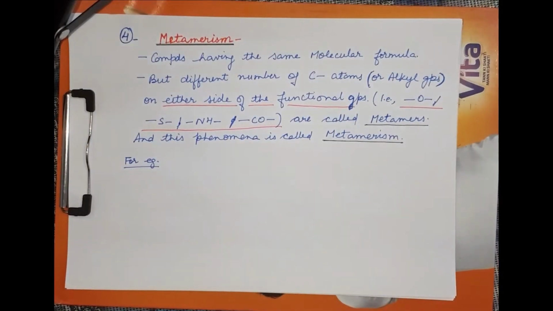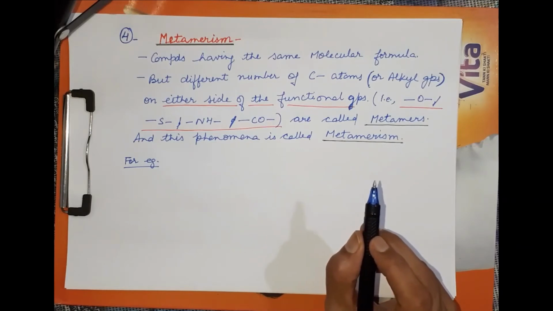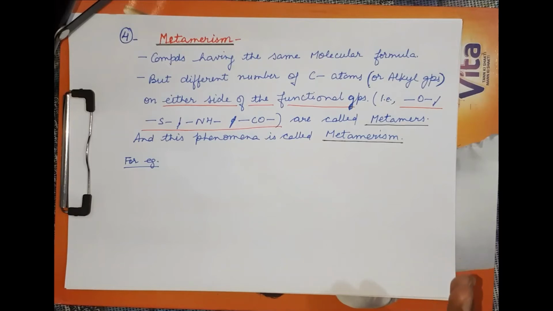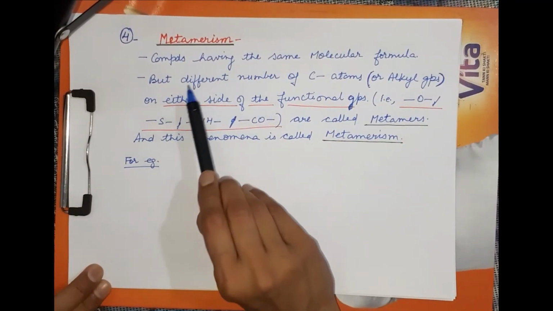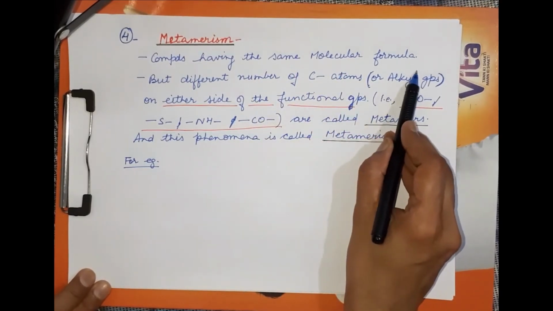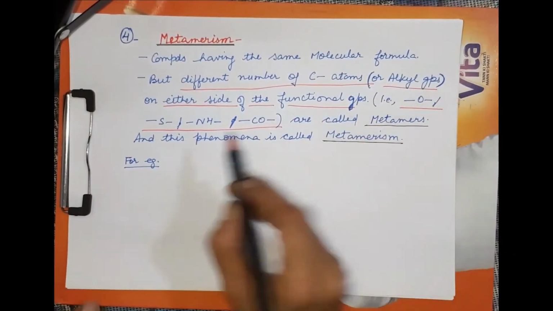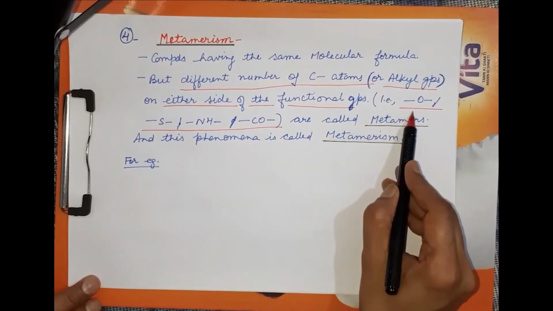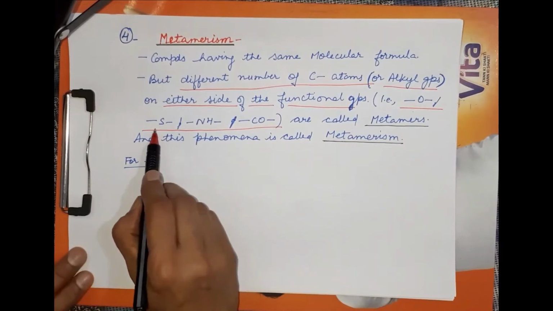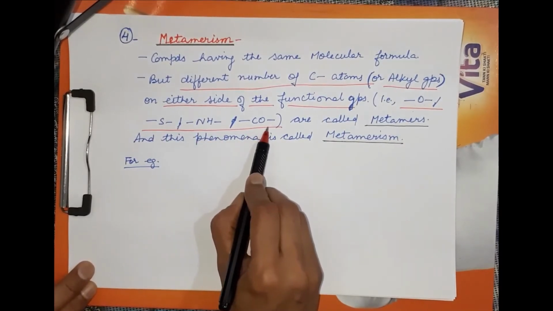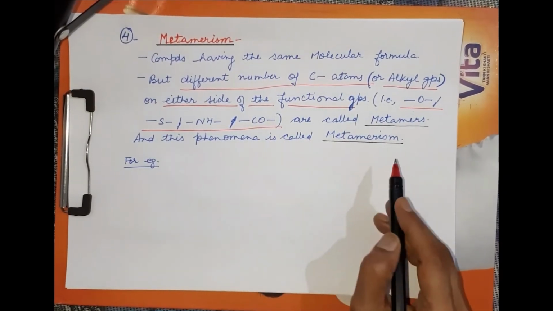Now next is metamerism. This metamerism is also a very important type of isomerism, and many times it is asked in the exam, in the form of a short note, or a molecular formula is given to you and you are asked to write the metamers for that organic compound. So what are metamers or metamerism? Such compounds which have the same molecular formula but a different number of carbon atoms, or alkyl group on either side of the functional group, like in ether, thioether, amine or ketonic functional group, are called metamers, and this phenomenon is called metamerism.